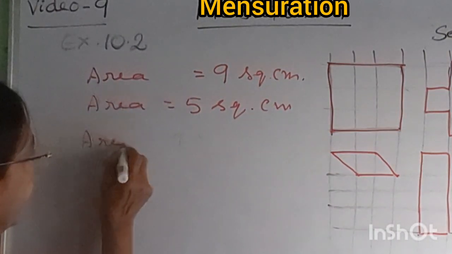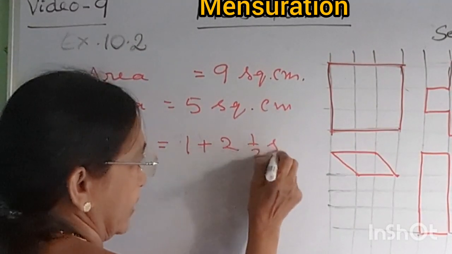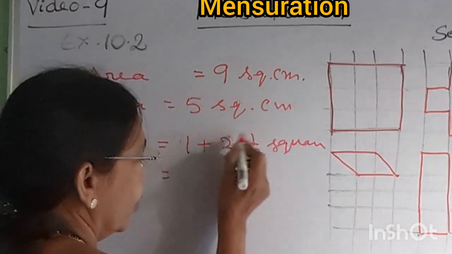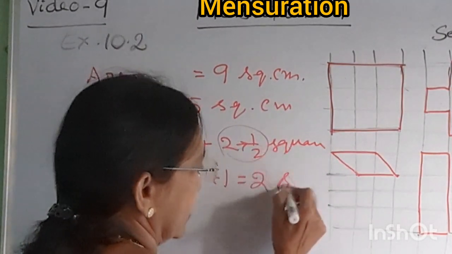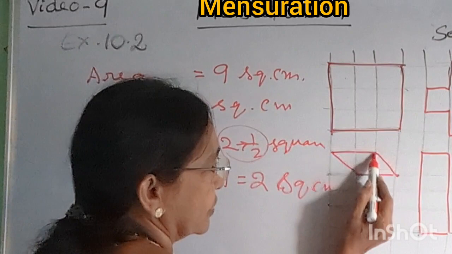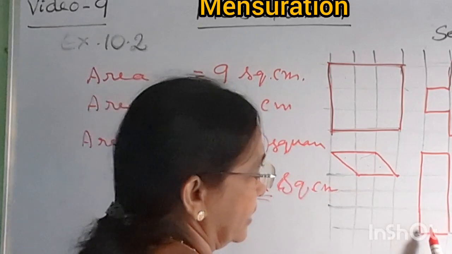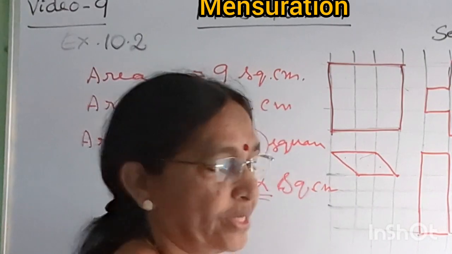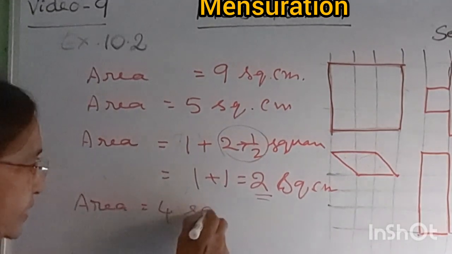So, the area of the third figure is equal to 1 full square plus 2 half squares. 2 half squares, 2 halves is equal to 1. 1 plus 1 is equal to 2 square centimeters. So, the area of this figure is 2 square centimeters. And going to the next one, here it is occupied by 1, 2, 3, 4 full squares. Therefore, the area of that figure is equal to 4 square centimeters.